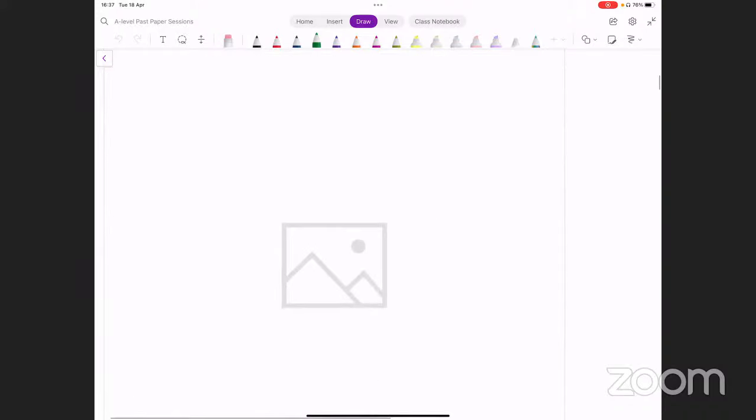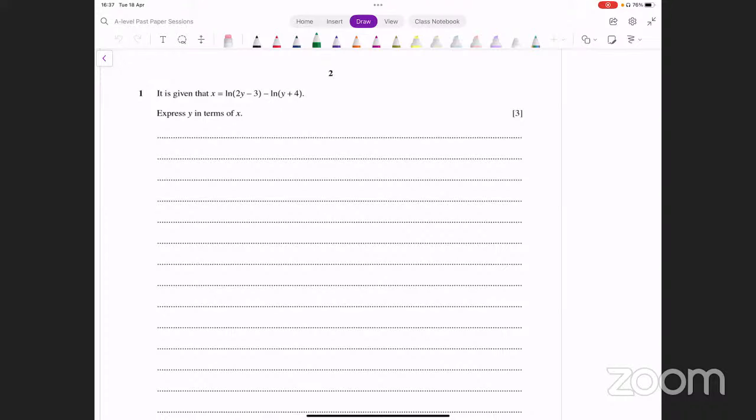Let's start with the first question. It says it's given that x equals ln of 2y minus 3 minus ln of y plus 4. We need to express y in terms of x. So we need to make y the subject from this.